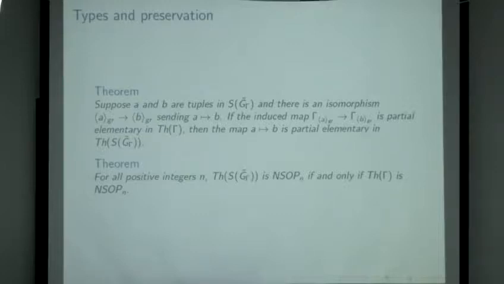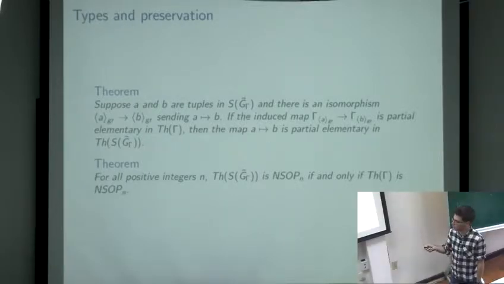Okay, and then using this analysis of types, you can prove that for all positive integers n, here I was careful to write it, that the theory of the inverse system of the universal Frattini cover of the group that you build from the graph is anisopian if and only if the theory of the graph is.